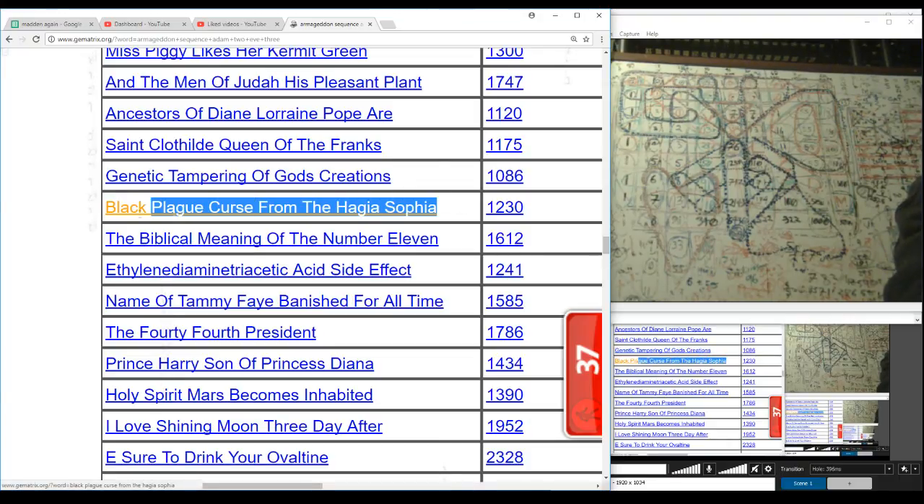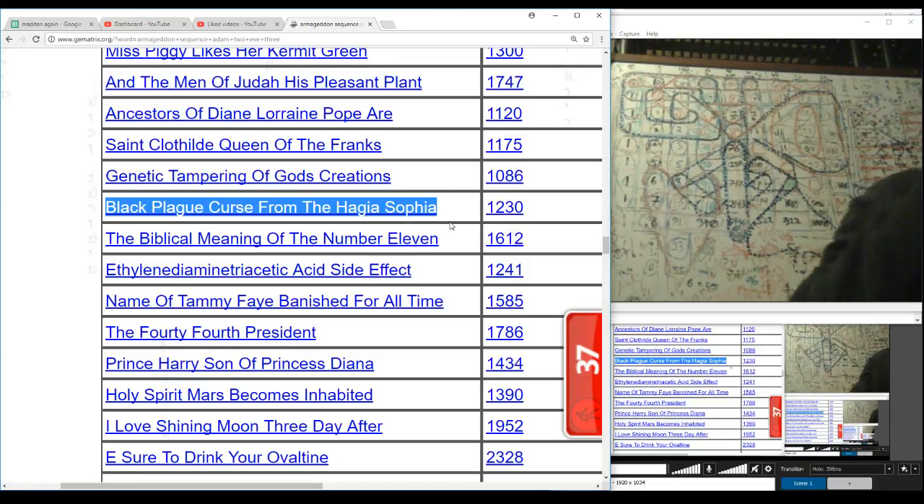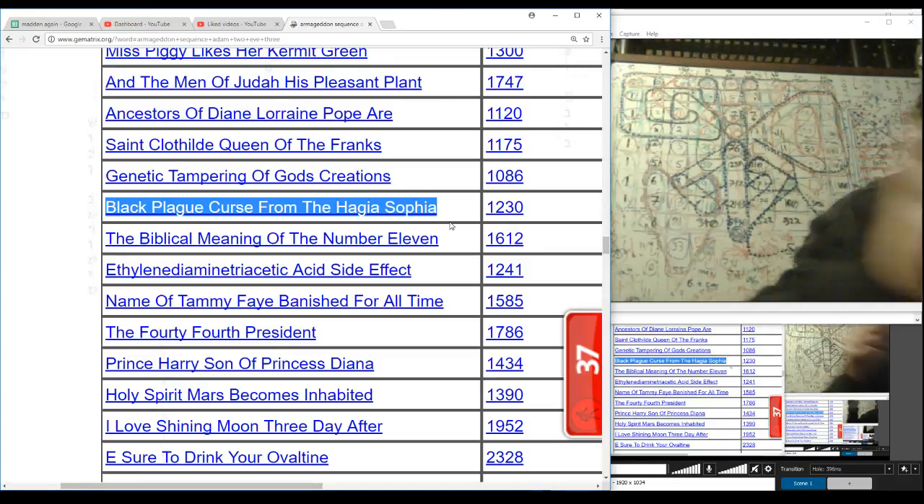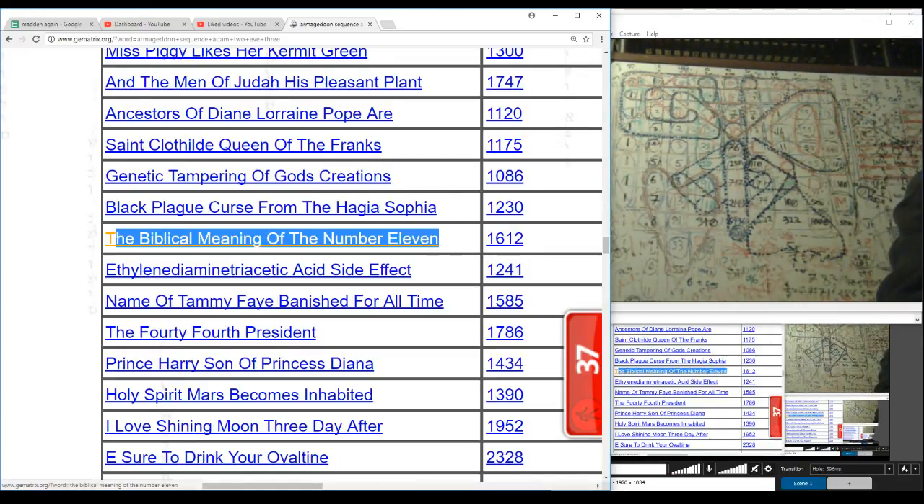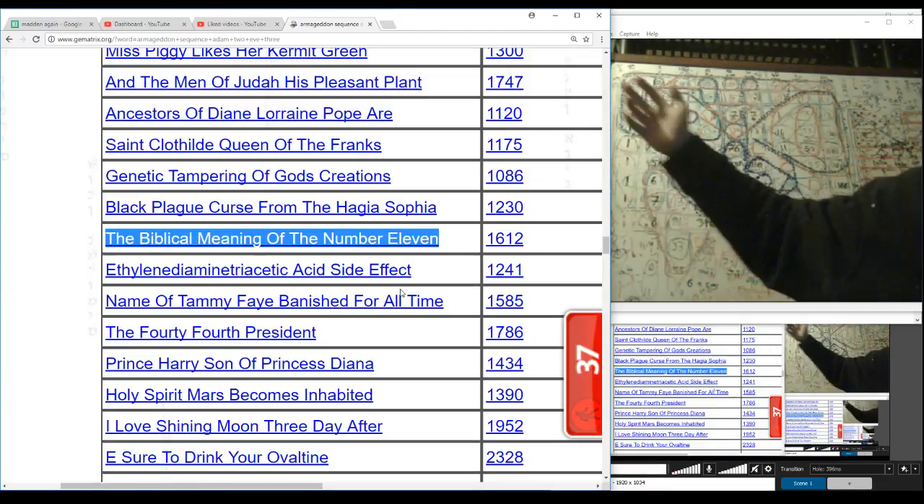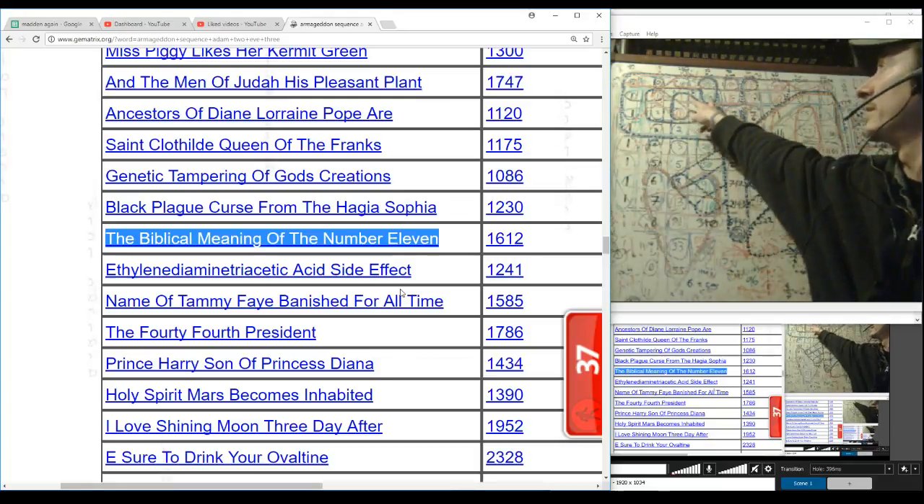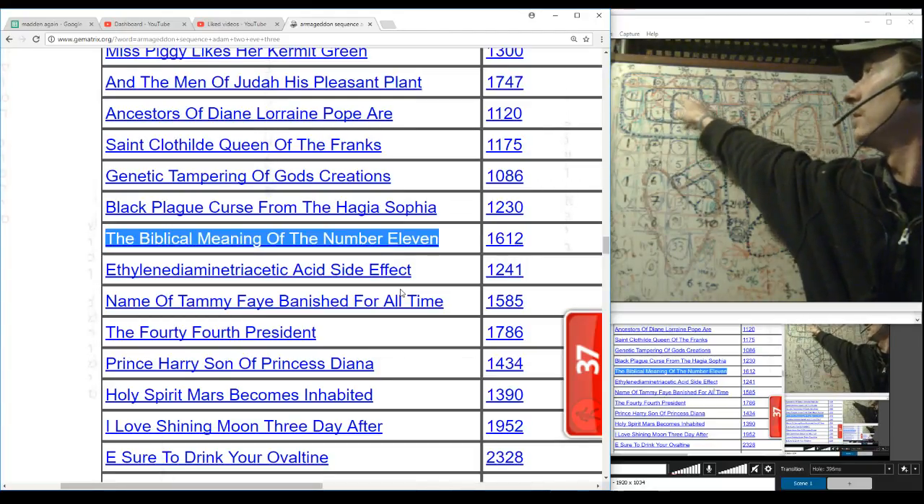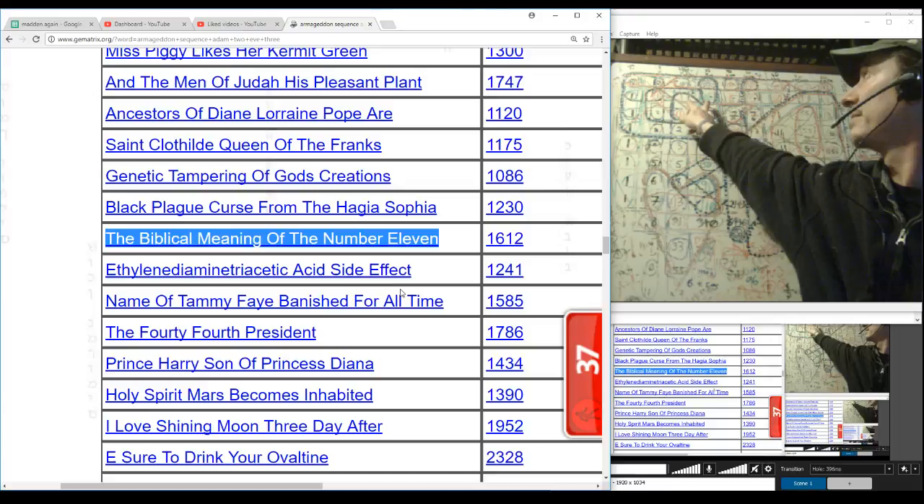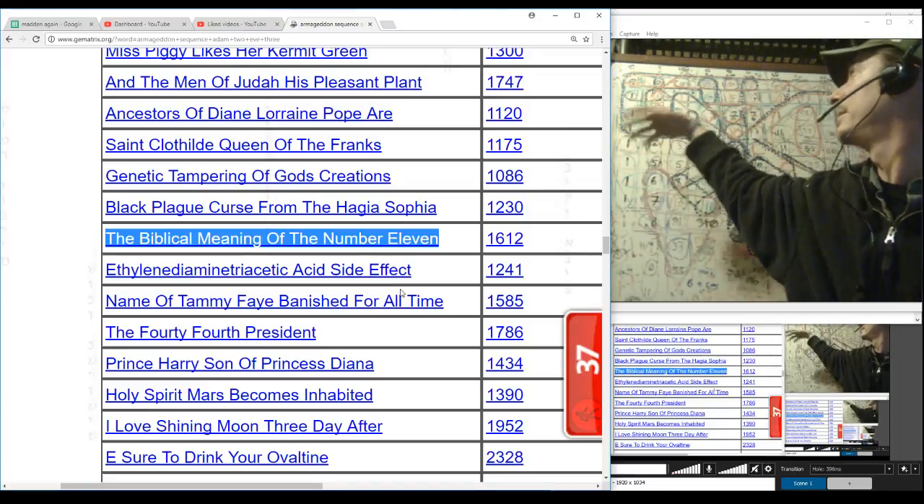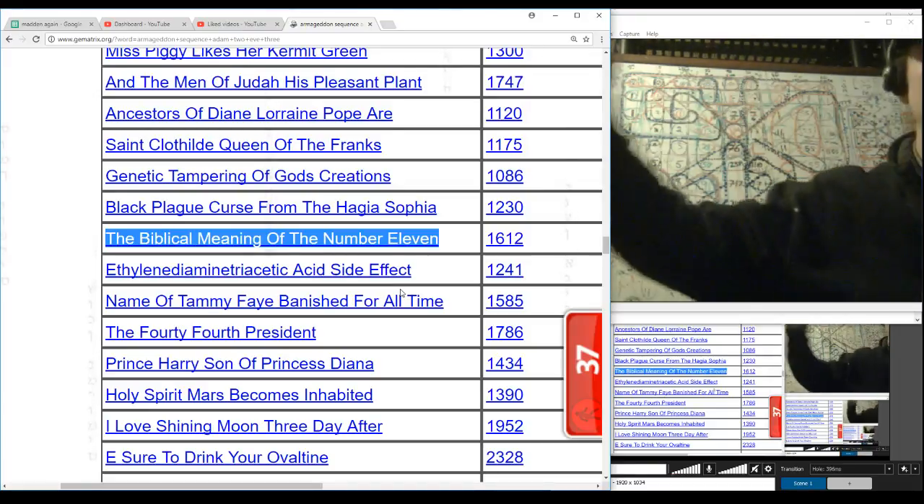Hagia Sophia. Black plague curse from the Hagia Sophia. Look at that. Mother Earth actually defended herself one time and created the Black Plague, let's say. The biblical meaning of the number 11. I think the number 11, if it precedes anything, just means that you can, I don't know, take that one and subtract it from this to make a 13 and circle the new entity and make a new M. We've talked about this recently.